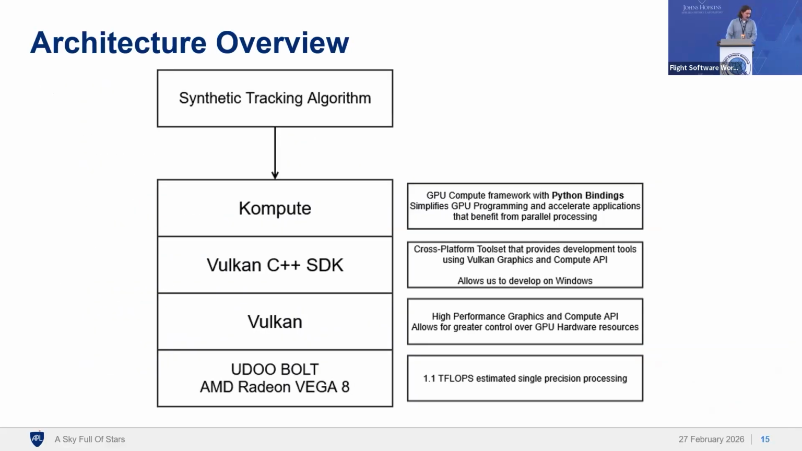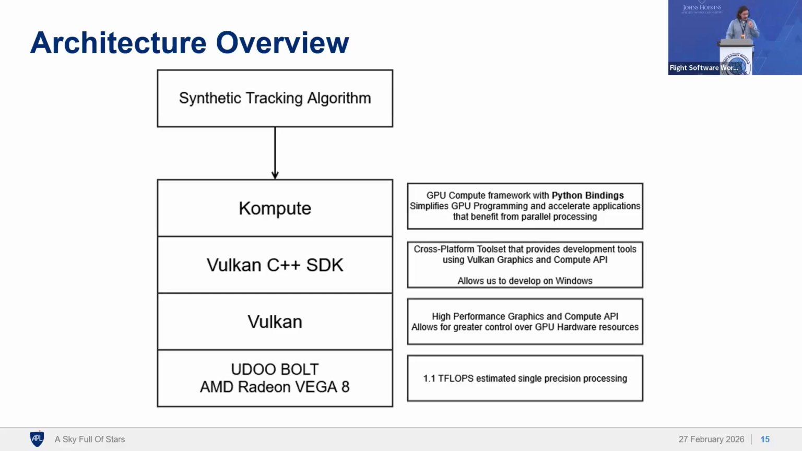So let's talk about our architecture overview. At the bottom here, we've got our Udu Bolt with our AMD Radeon GPU. On top of that, we're using Vulkan. That's just our high-performance compute API. And then the important part here is our Vulkan C++ SDK is our cross-platform tool set, and that's providing development tools so that we can use our compute API on any platform. We're not going to be stuck just on AMD for now.